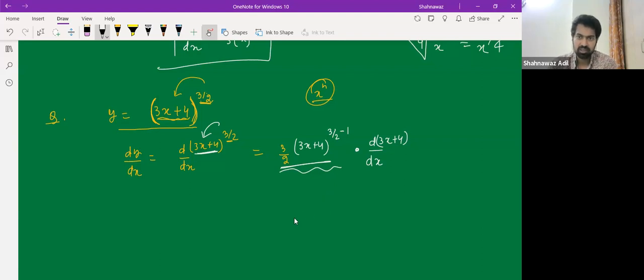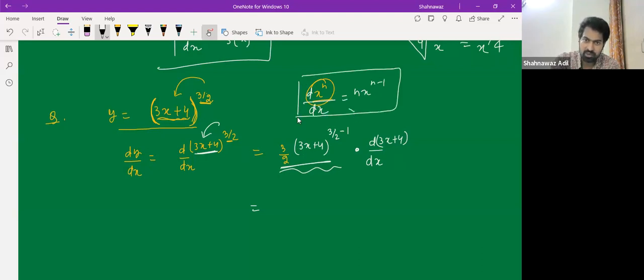Sir, for example, here you wrote 3 by 2 into 3x plus 4, then whole power 3 by 2 minus 1. Why did I do that? So first we take 3 by 2. This is the rule, right? n x to the power n minus 1. So first I used this rule, right? But I don't have this x. I have this function of x inside, right?